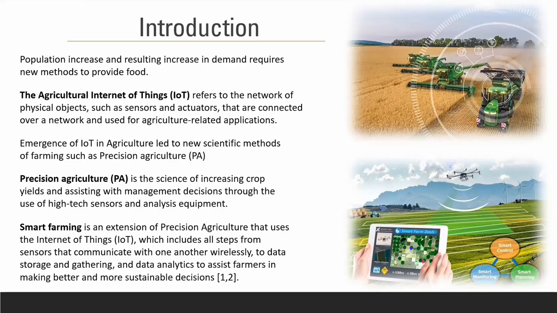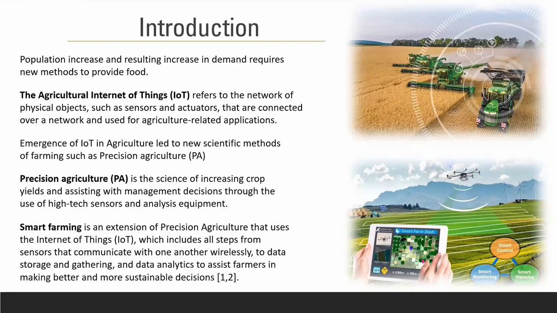A brief introduction. Earth's population will double in 2050, and this would increase the demand for food by 50% and livestock by 70%. This would require new methods to provide food above historic levels. One of these ways is by using IoT, the Internet of Things, in agriculture.